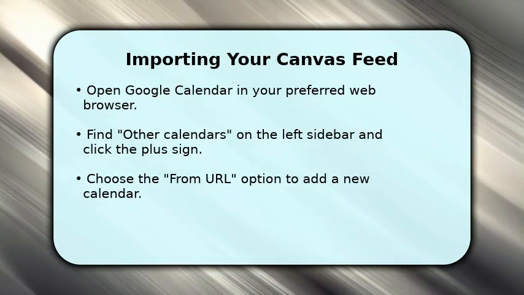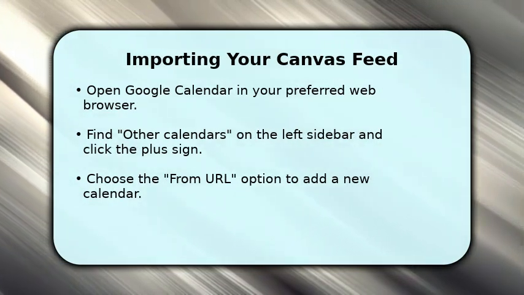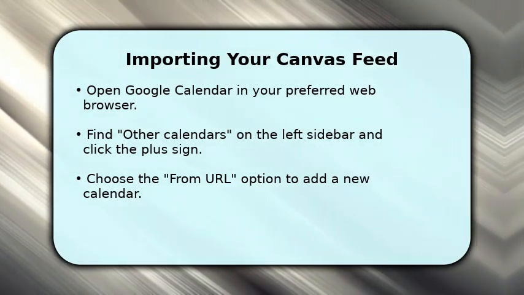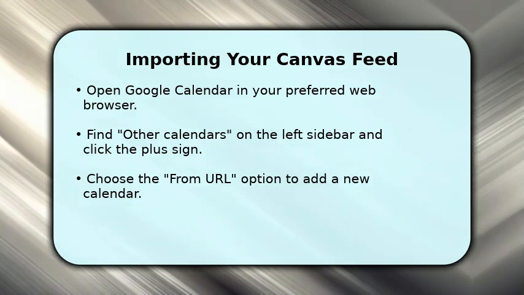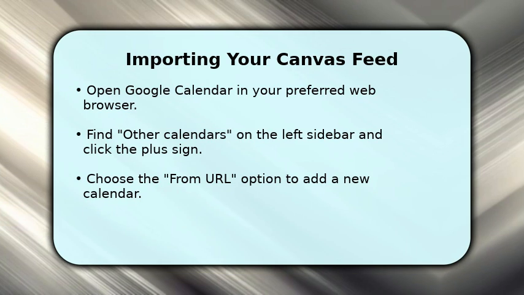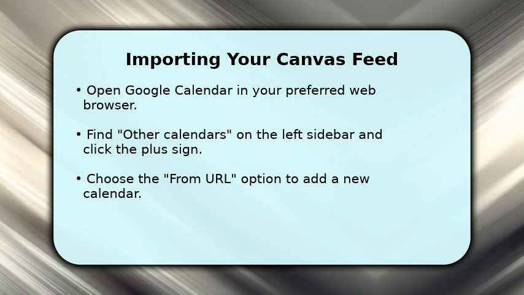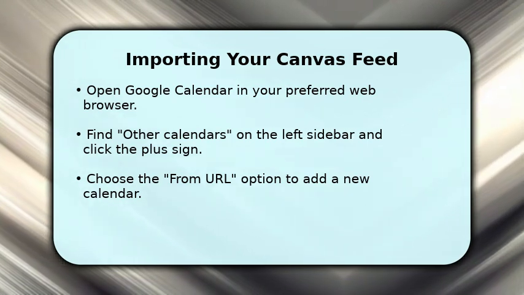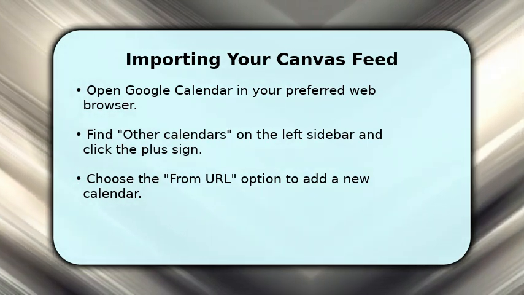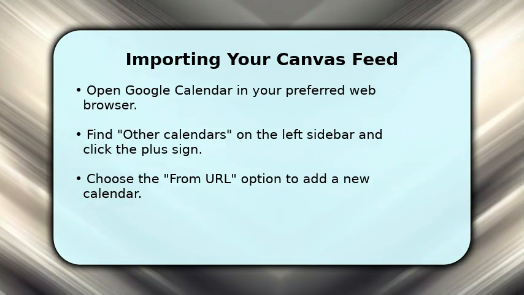Now that you have your Canvas iCal feed link, open Google Calendar in your web browser. On the left-hand side, you'll see a section labeled Other Calendars. Click the plus sign next to it to reveal a drop-down menu. From these options, select from URL. This action will open a new field where you can paste the link you just copied.